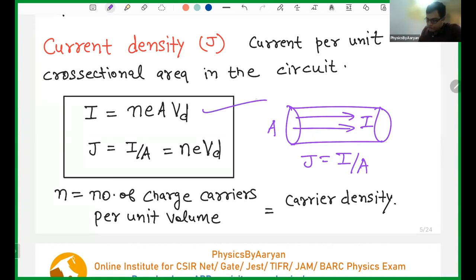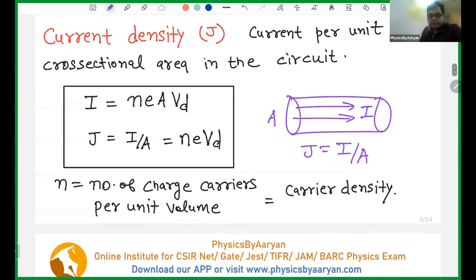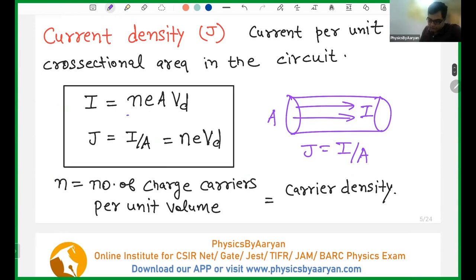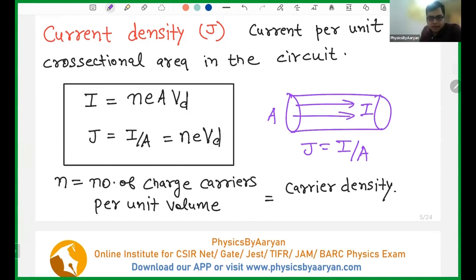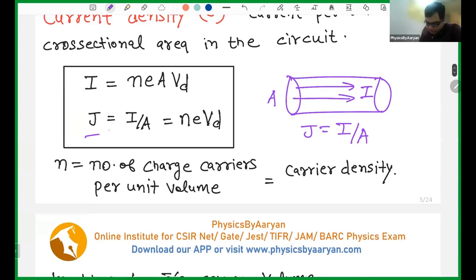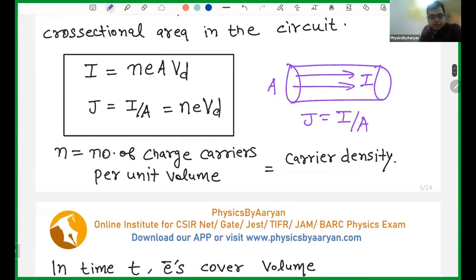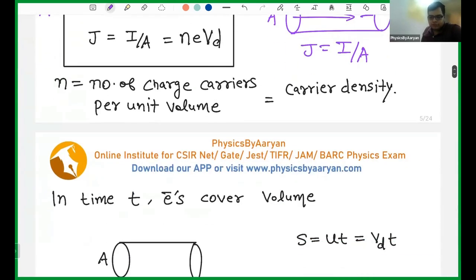And the formula for current in the conductors is given as I = neAVd, where n is number density, the number of charges per unit volume, e is the charge on one electron, A is the cross-sectional area, and Vd is the drift velocity. And what is J? J is current per unit area. So current per unit area will give you, area will get divided, J = nevd. Very important formula. You have to remember this. So do we need the proof of this? No, we do not, but I will give you the proof just for your simplicity purpose.